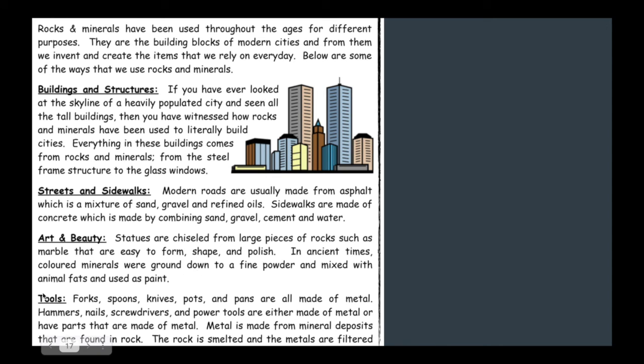Different, I guess. So other tools you can get out of your rocks: forks, spoons, knives, pots, pans, all made of metal. Hammers, nails, screwdrivers, power tools are either made of metal or have parts that are made of metal. Metal is made from mineral deposits that are found in rock. The rock is smelted and the metals are filtered through. So it's a very big unit for us here because everything has to do with rocks.